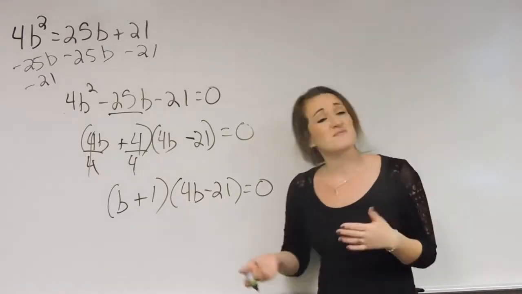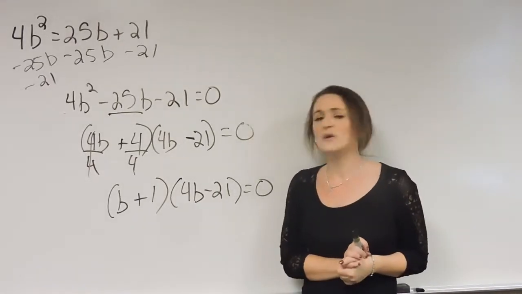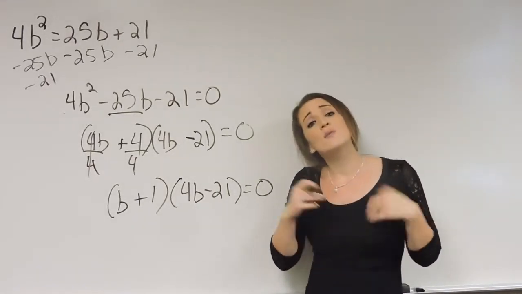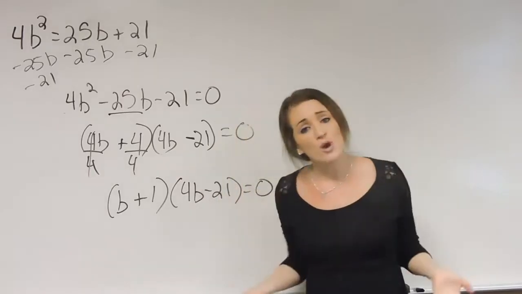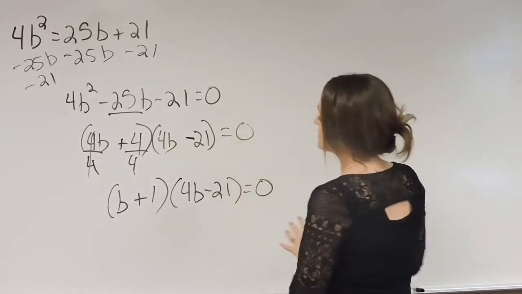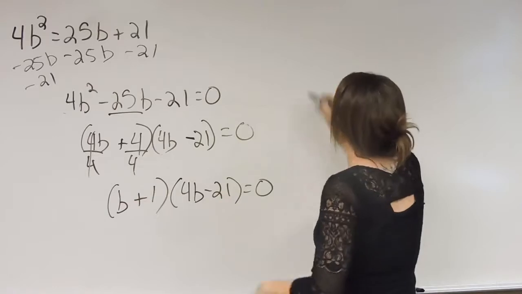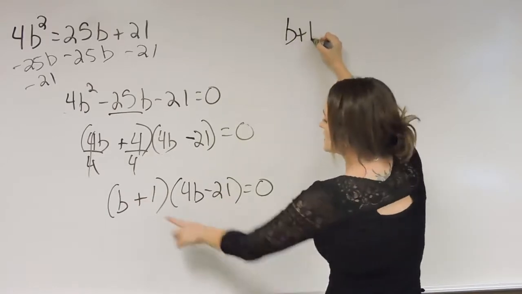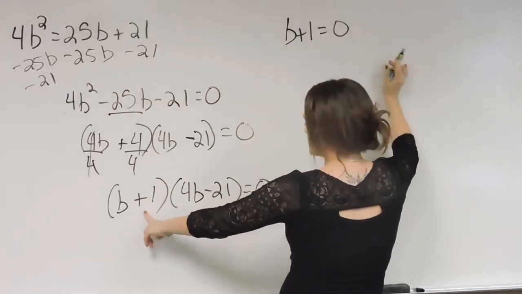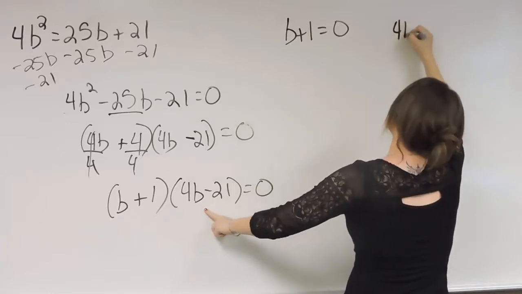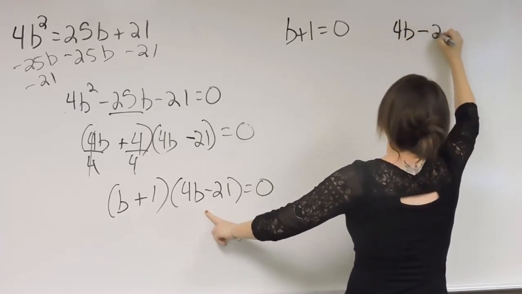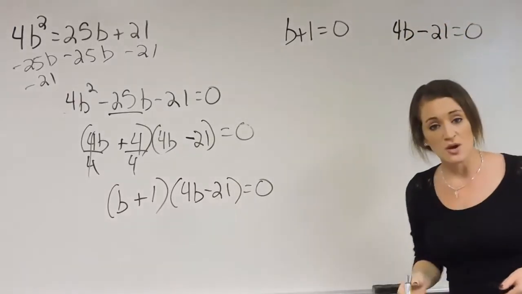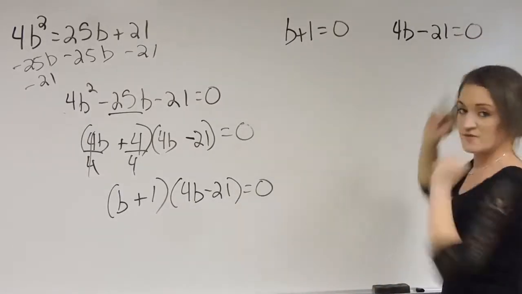And honestly, mathematically, we really don't know which one is equal to 0. So what we do is we assume they both are. So what we do at this point here is we're going to break this apart. And what we're going to do is we're going to say, hey, b plus 1 is equal to 0. And then I'm also going to say 4b minus 21 is equal to 0. And we're going to solve both of these.